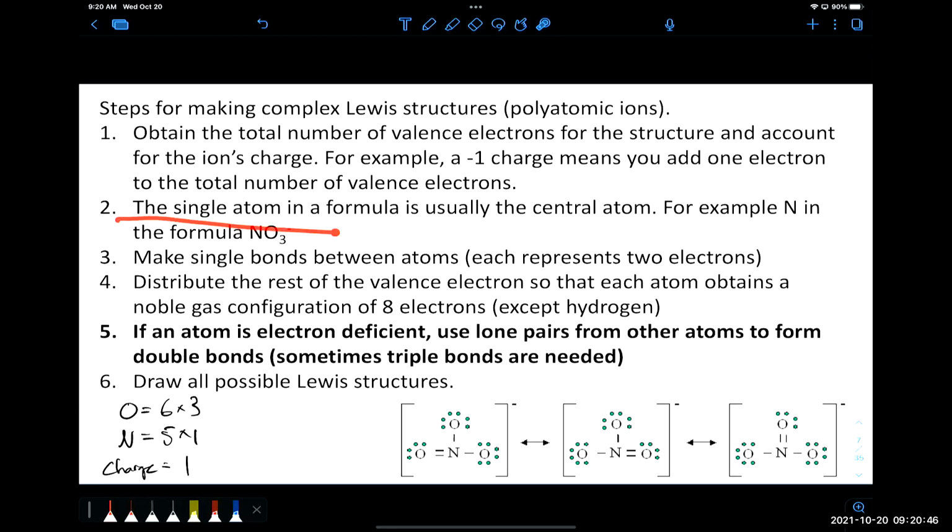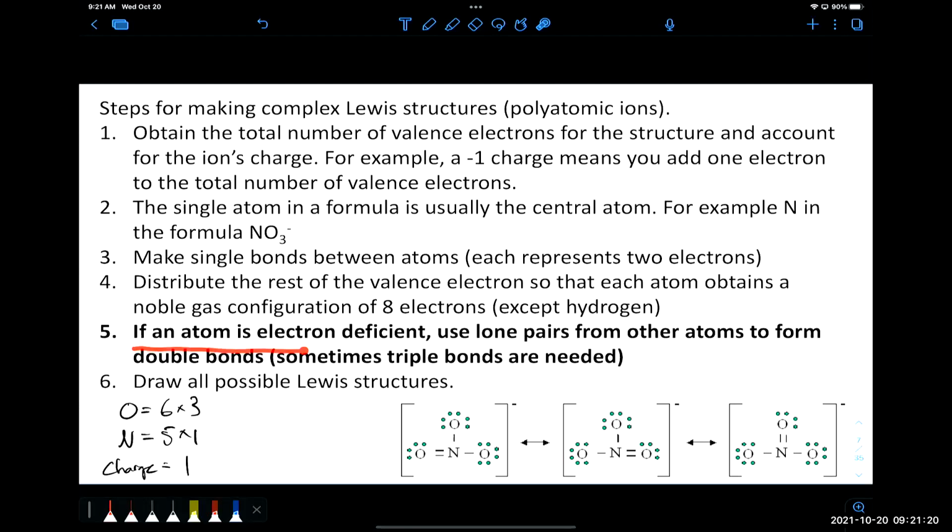The single atom in a formula is usually the central atom, or I'll let you know what it is. For this one, nitrogen. Then we make single bonds between the central atom and the outer atoms, and each of those is 2 electrons. Then we distribute the remaining valence electrons so that each atom obtains a noble gas configuration of 8 electrons, also known as an octet, except for hydrogen.